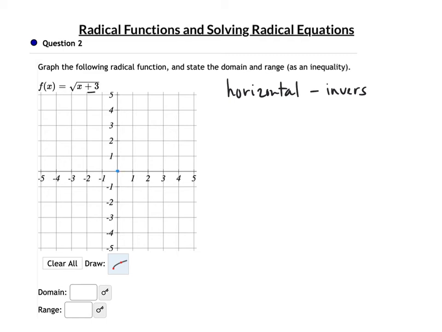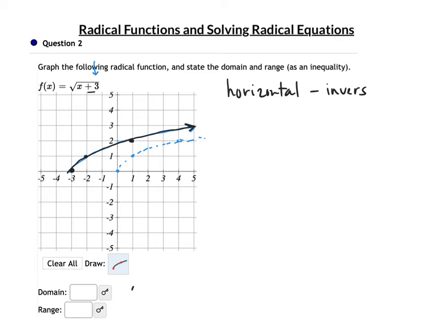0 is 0, 1 is 1, the square root of 4 is 2. So it's this graph right here. And this is going to be the exact same graph, it's just going to move it 3 to the left. So 0 goes to negative 3, 1 goes to negative 2, and 4 goes to 1.